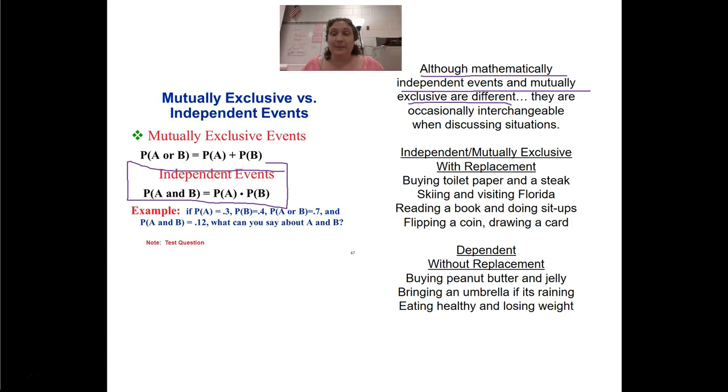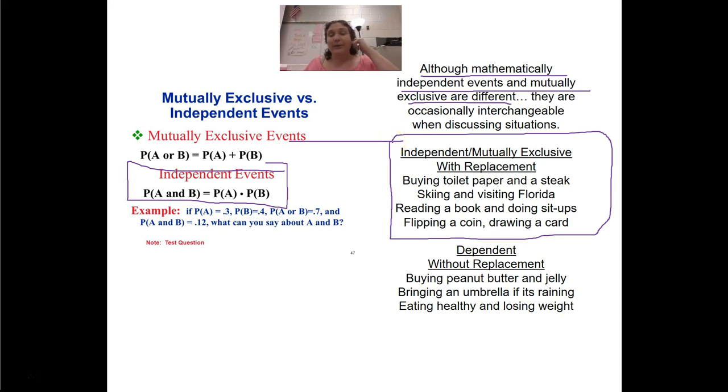So let's take a look at some examples. Down here, if we have something that's independent, mutually exclusive, it will either include the words with replacement. So it's like I looked at my red M&M and then I put my red M&M back. I didn't eat it, I put it back. With replacement, it would be independent because I didn't eat it. Buying toilet paper at the store and buying a steak. Hopefully there's no correlation between buying toilet paper and buying a steak. Now there might be if you went and bought like baked beans, but not really for a steak.